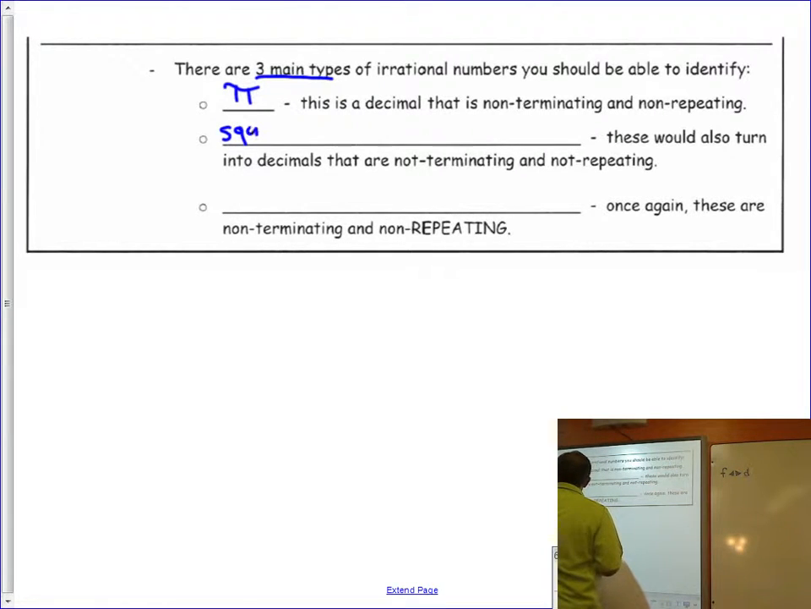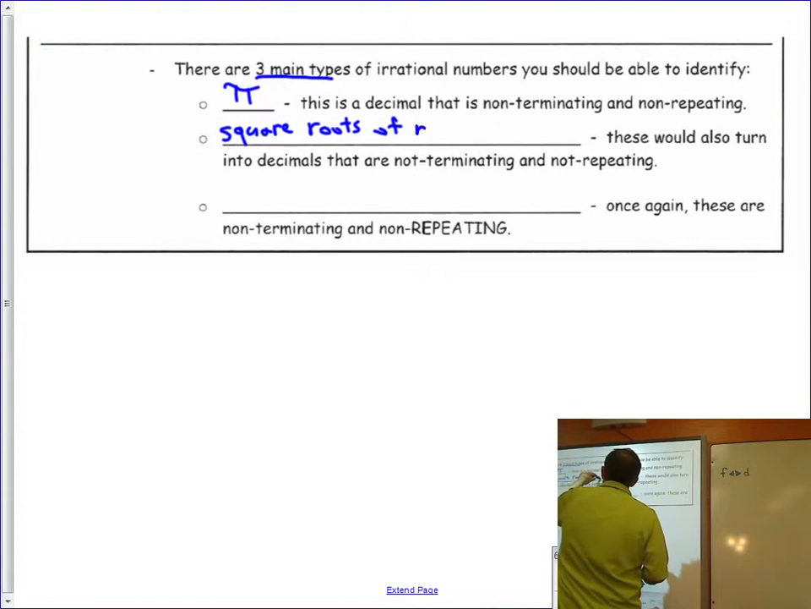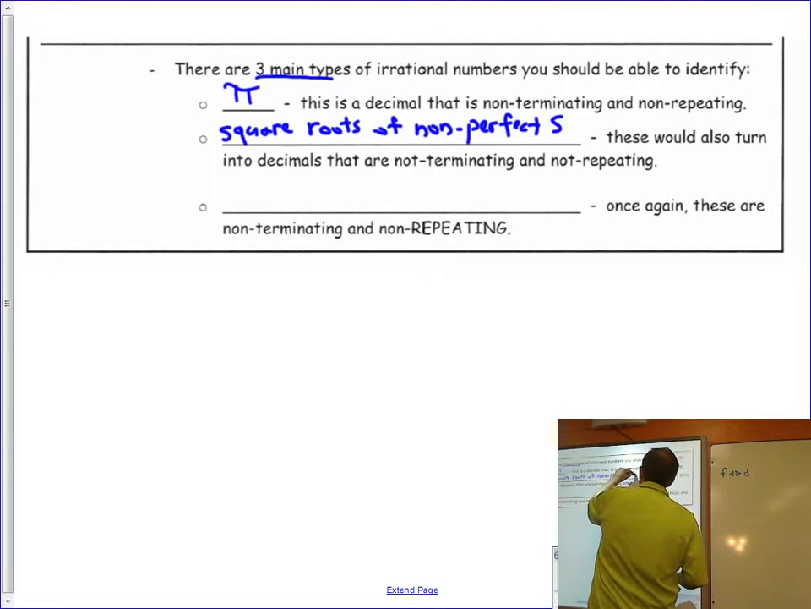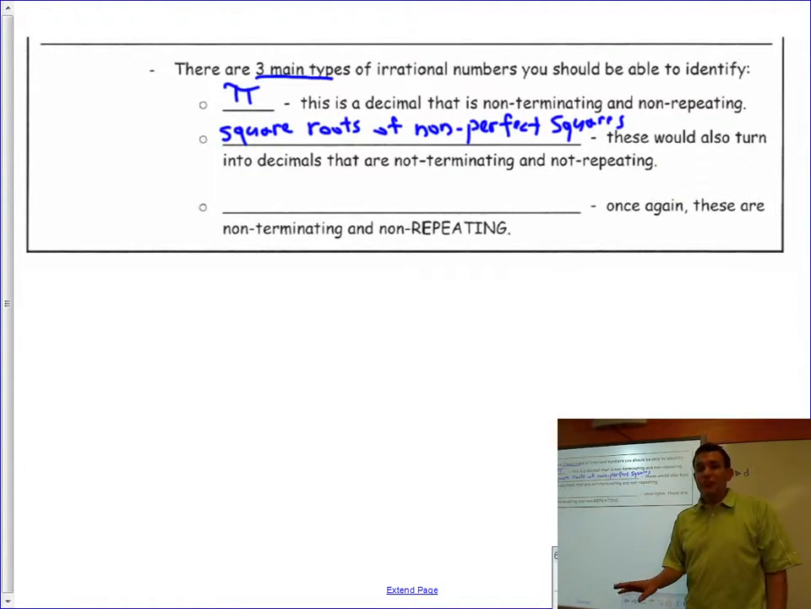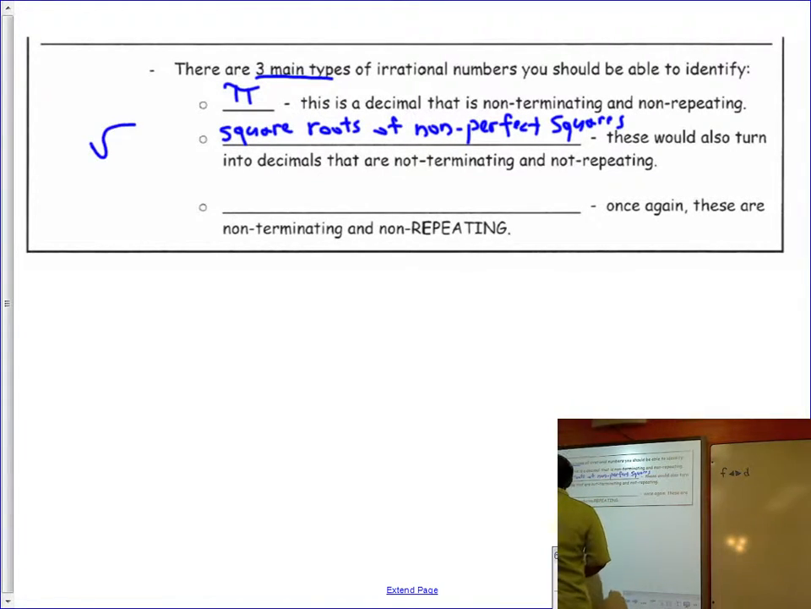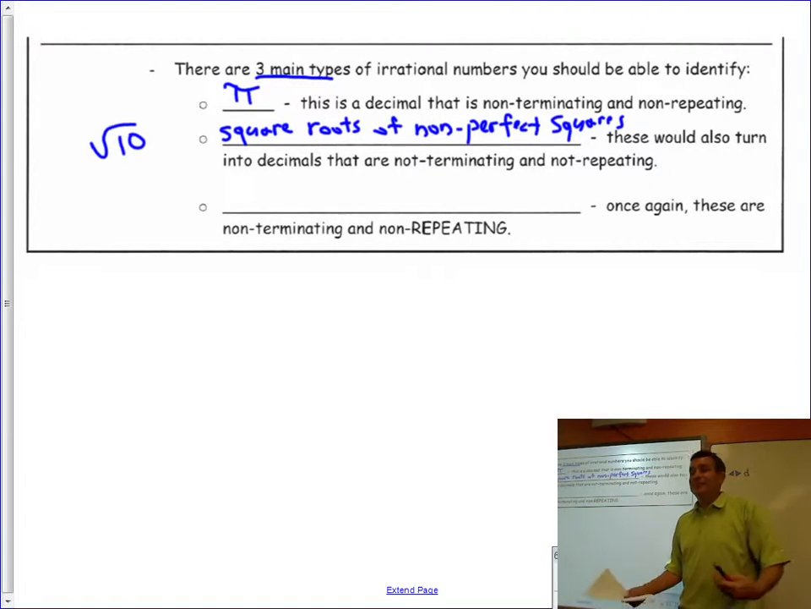As we just learned, square roots of non-perfect squares. If you took the square root of a non-perfect square, you would also get a non-terminating, non-repeating decimal. You could try it. Try taking the square root of 10 on your calculator and see what happens. You end up with a non-terminating, non-repeating decimal. It's an irrational number.